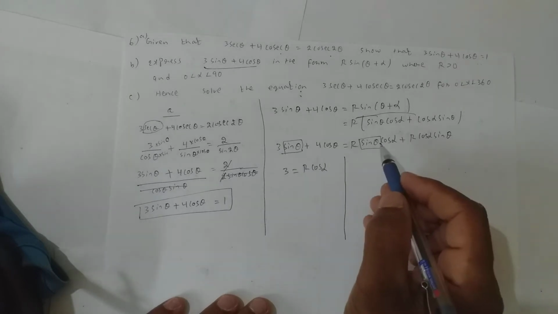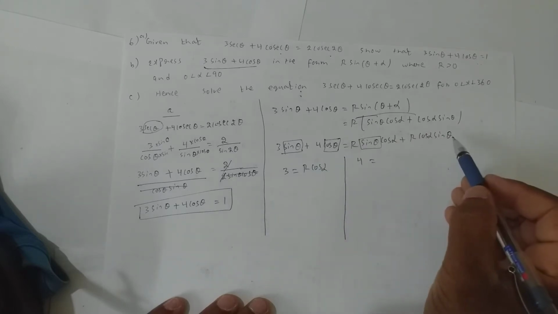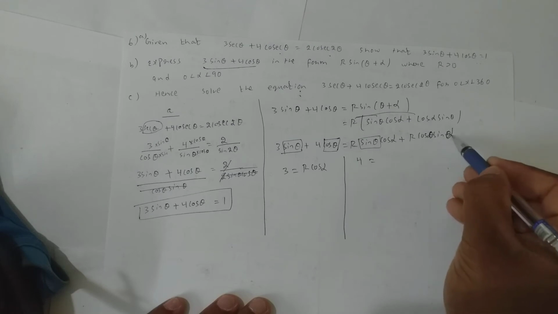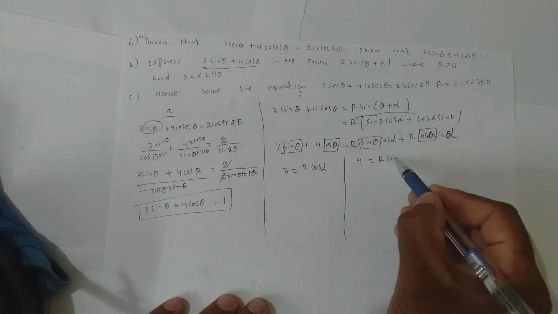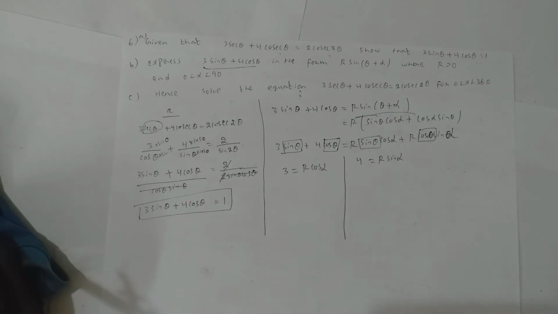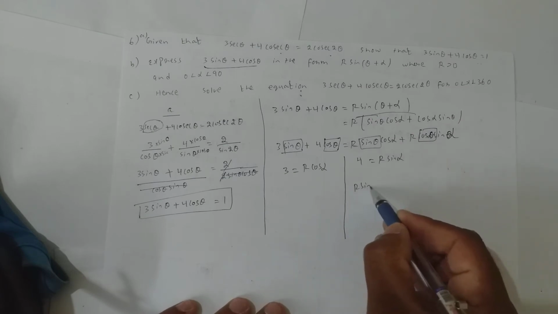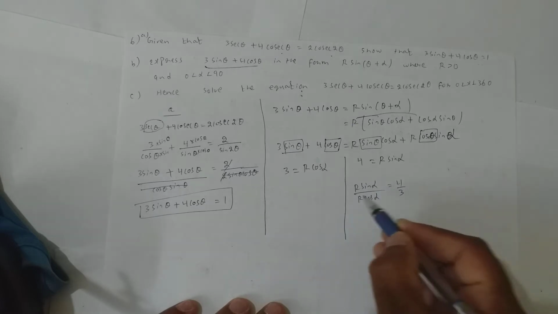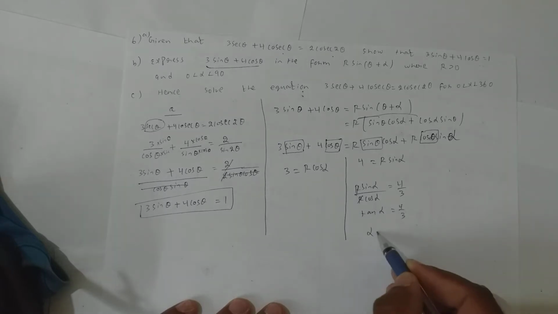Next, compare cos theta terms. What do I have? 4. On this side, so here it is cos theta sin alpha. So comparing cos theta, I get r sin alpha. Clear? Yeah. Now how do you get alpha? By dividing. So r sin alpha by r cos alpha equal to 4 by 3. R and R gets cancelled. I get tan alpha equal to 4 by 3.